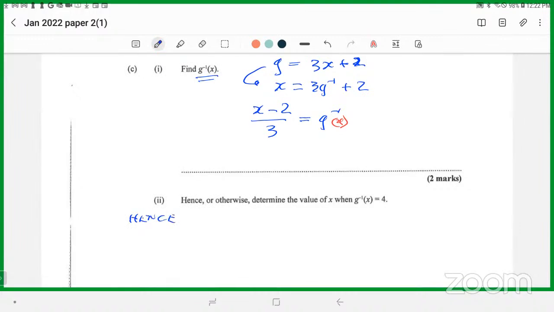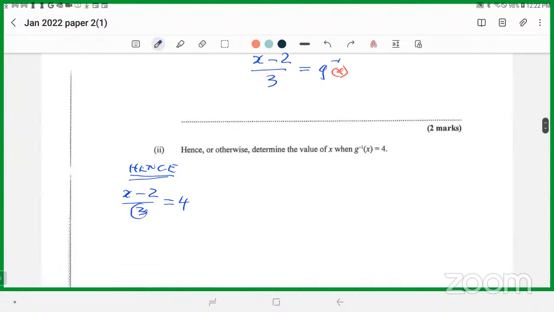Our hence method means that we're using this result. g to the minus 1 is equal to this, and then they want us to solve when g to the minus 1 is equal to 4. So we're solving this equals 4. That's the hence method. So that would be (x minus 2) over 3 is equal to 4. We're trying to determine the value of x. So we multiply up the 3 first, and we will get x minus 2 equals 12. Then transpose that and add it, and we'll get x equals 14. That's the hence method. The otherwise method now.